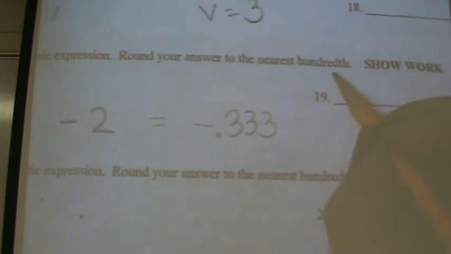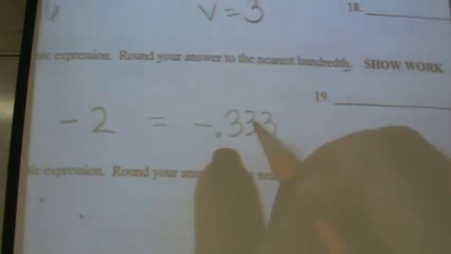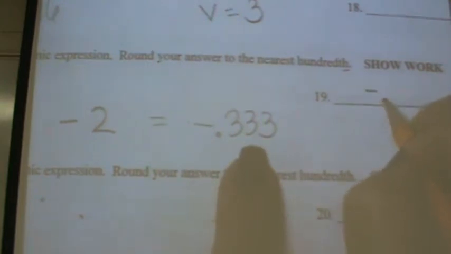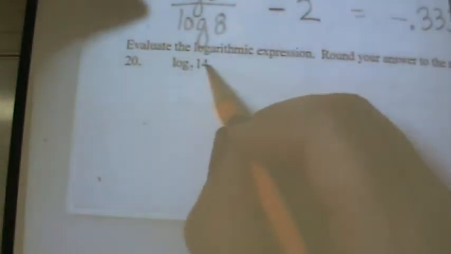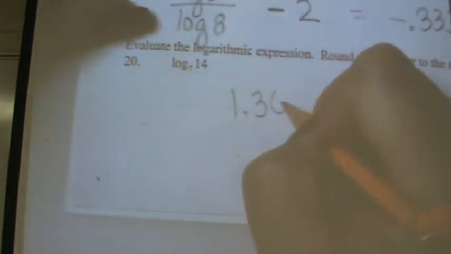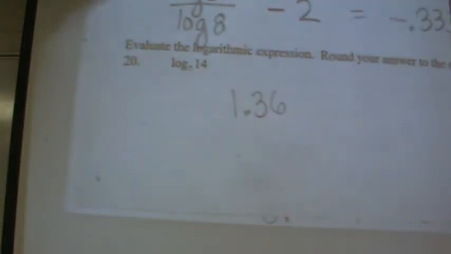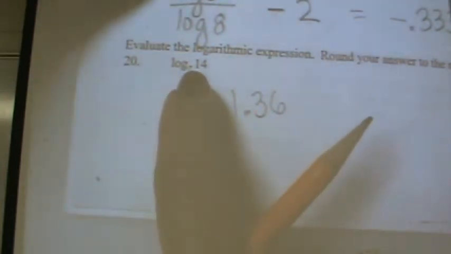Now it says round your answer to the nearest 100th. So this is the 100th, so I would write -0.33 for the answer. And this one, just type this in your calculator, the log of 14 base 7, your answer is 1.36. It's not 2, you guys. Did anybody put 2? Because that's tricky.